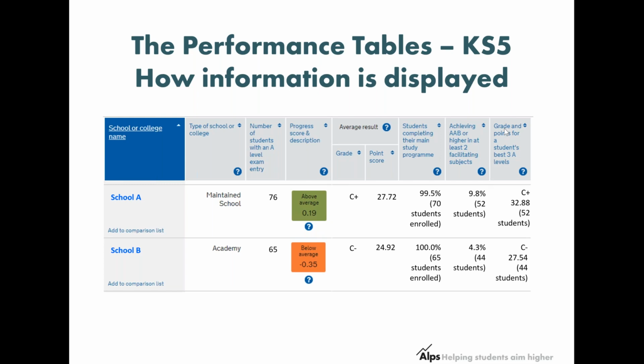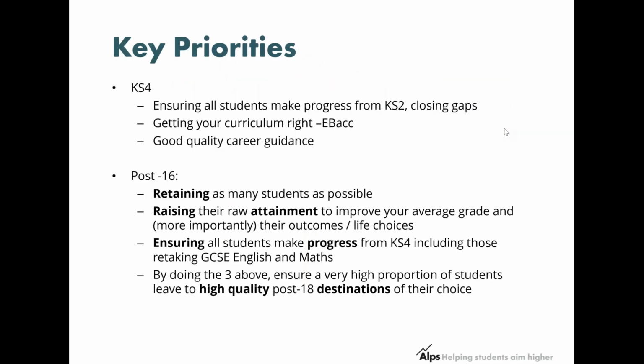Summary then. Both are trying to look at the same things, whether you're in Alps or looking at your Progress 8 scores or level 3 value added. At Key Stage 4, what's the priority? Making sure that all students make progress from Key Stage 2. That's what Alps does, Key Stage 2 is the start point. Close any of those gaps, get your curriculum right and provide good career guidance. All of those different types of questions and discussions can happen around your Alps report.